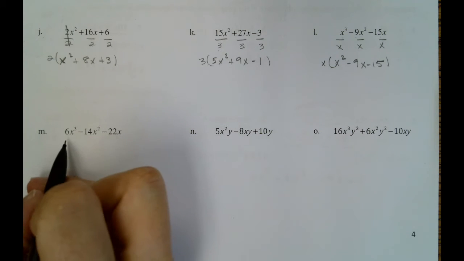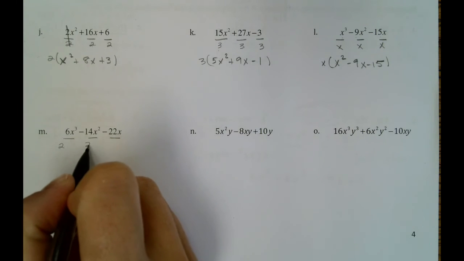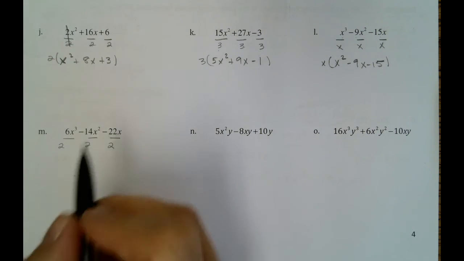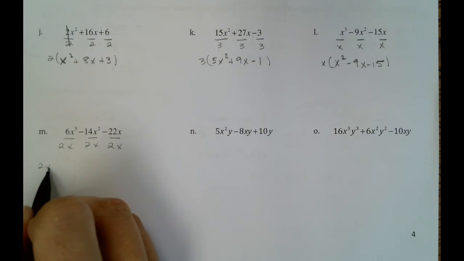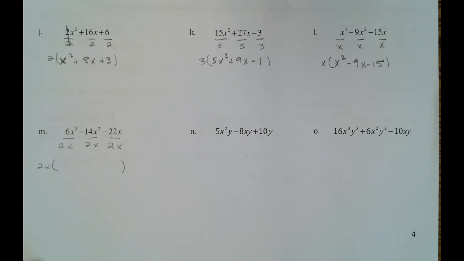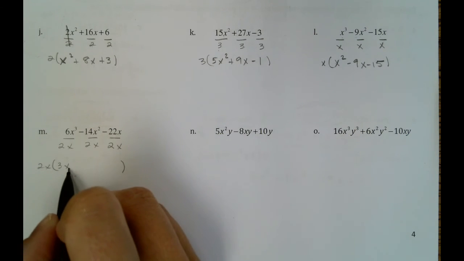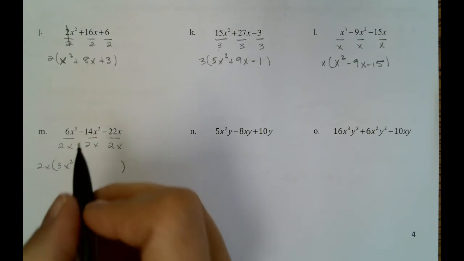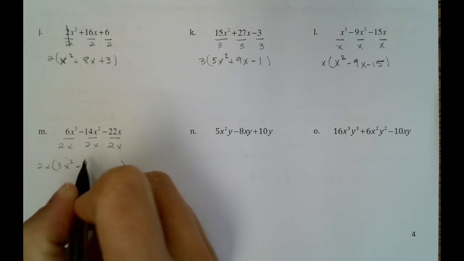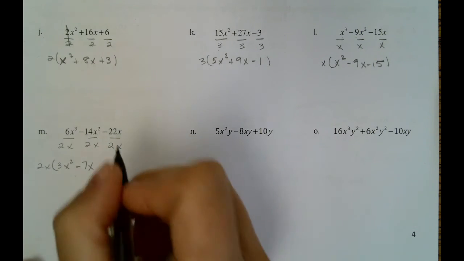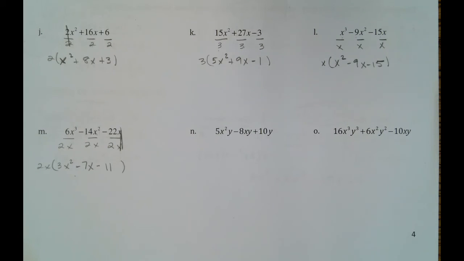Letter M. 6, 14, and 22 all can be divided by 2. Each term does have an x. We're going to divide out an x as well. 6 divided by 2 is 3. X cubed over x is x squared. Negative 14x squared over 2x, we have negative 7, 1 x left. Our x's cancel on our last term, and then negative 22 divided by 2 is negative 11.